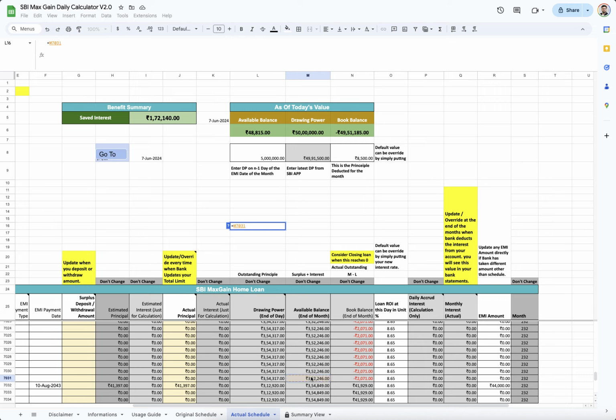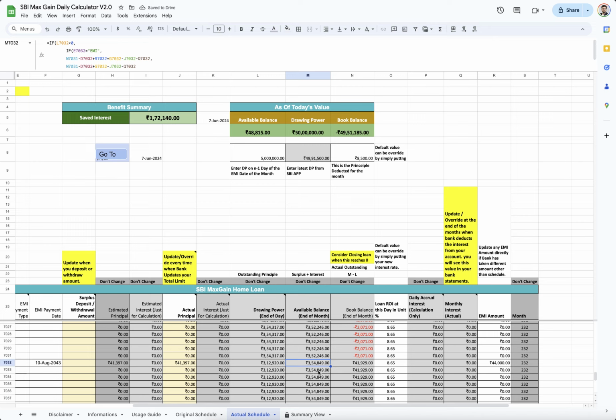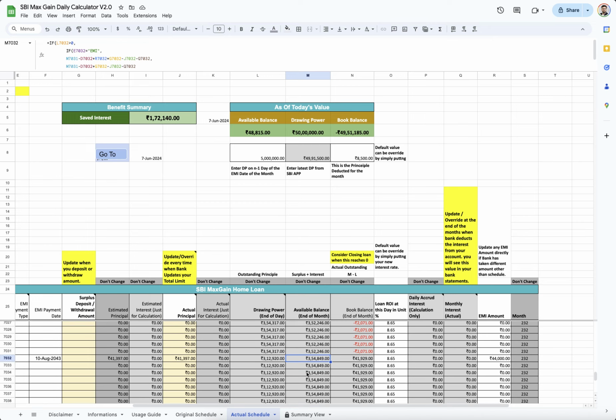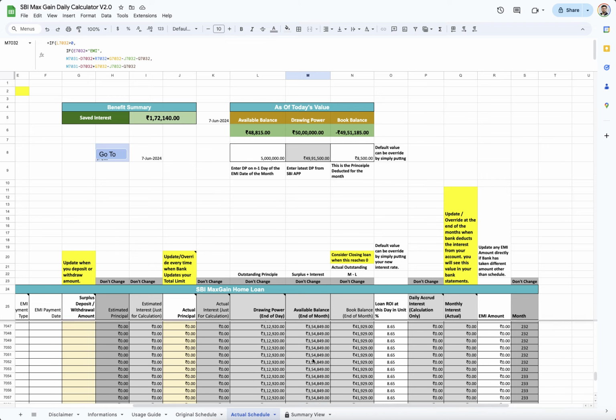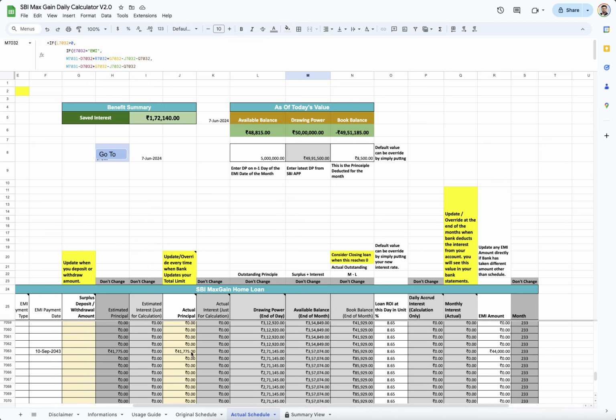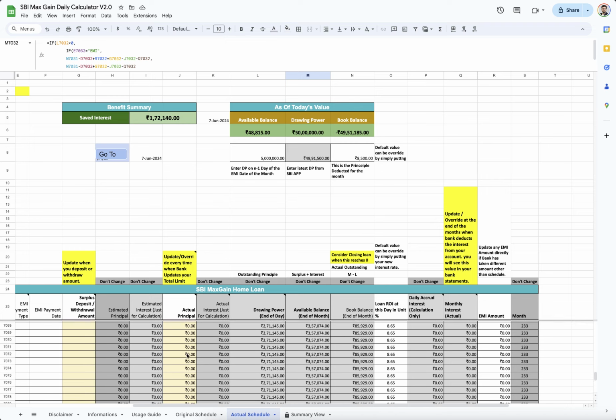Available balance was this plus this, the EMI amount minus the principal of that month, right? So this is the amount that remains in your bank account as available balance, which was validated here. So that way, what happens? The available balance slightly increases, and your principal amount is also getting very high, right?